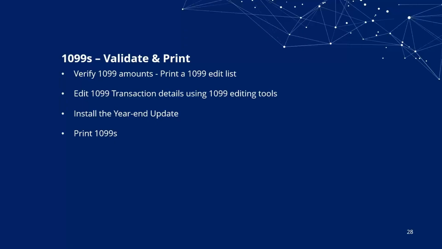After validating the 1099 amounts, make any adjustments you need using those 1099 edit tools we talked about. Then install the year-end update and finally print your 1099s.